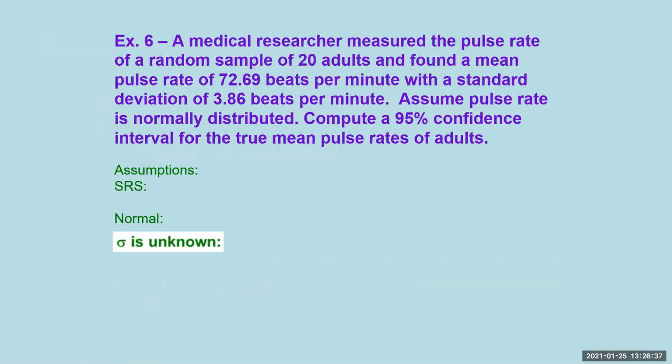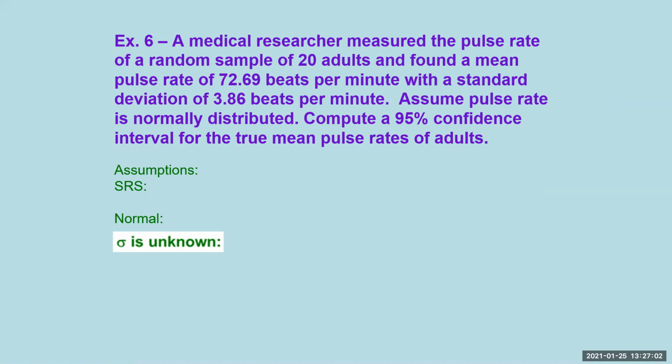So let's look at another example. A medical researcher measured the pulse rate of a random sample of 20 adults and found a mean pulse rate of 72.69 beats per minute with a standard deviation of 3.86 beats per minute. Assume the pulse rate is normally distributed. Compute a 95% confidence interval for the true mean pulse rates of adults.